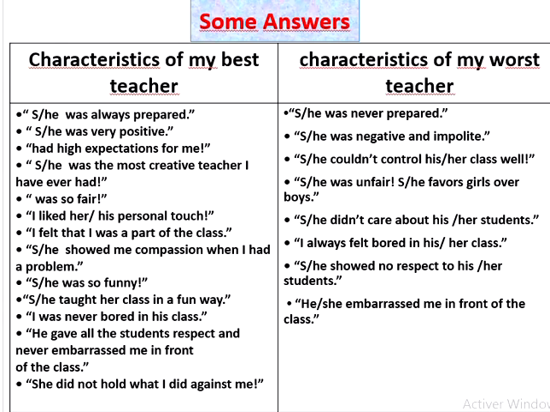Now let's see some characteristics of my worst teacher. He was never prepared. The preparation before the class is very important in order to be a good teacher. He was negative and impolite. Yes, so the teacher should be positive, should be polite. He couldn't control his or her class well. Yeah, because controlling the class is very important to have a good learning environment.